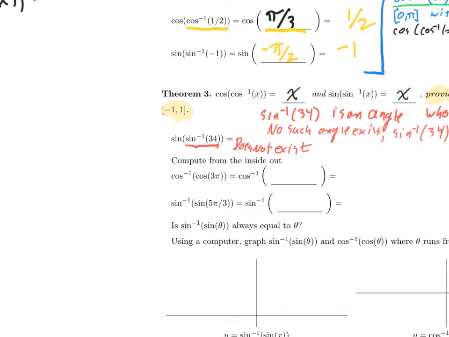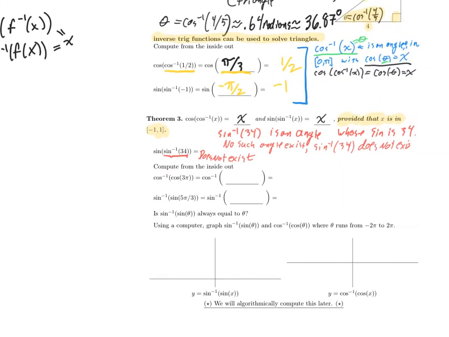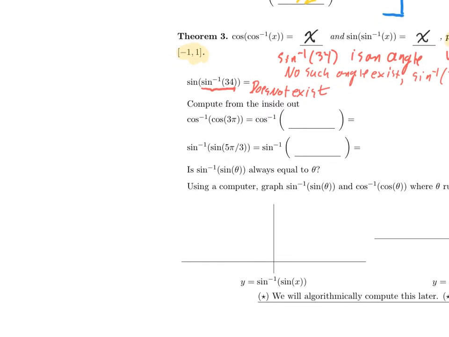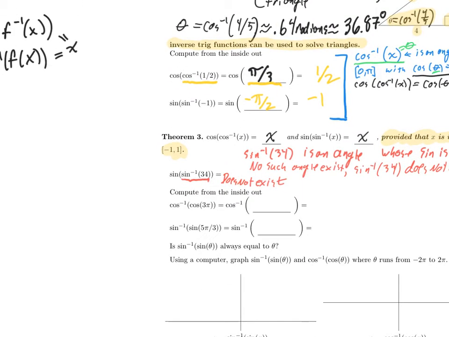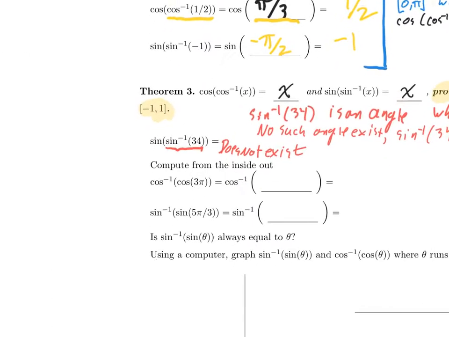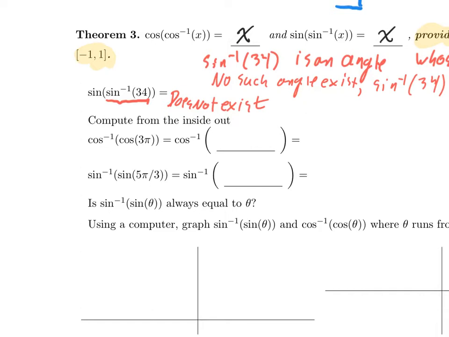So that highlighted condition in the statement of Theorem 3 is very important. What does this theorem say? Theorem 3 says that trig function of inverse trig function, those undo each other as long as your input is reasonable. Let's see if inverse trig function of trig function undo each other by, again, evaluating from the inside out.